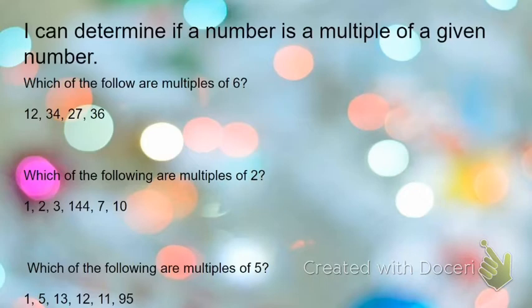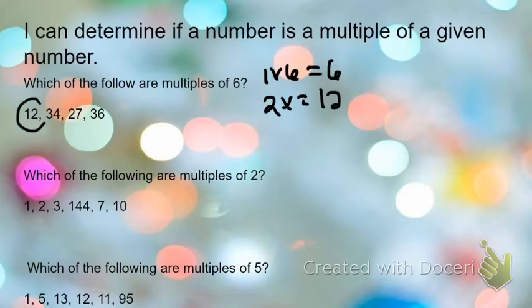Well, I can start by counting by 6. I can look at my times tables to make sure that yes, 6 goes into these numbers. So I'm going to look at 12. Well, 6 times something gives me 12. So I'm just going to start. 1 times 6 equals 6. 2 times 6 equals 12. Yep, I have a 12. So this is a multiple. So I'm going to circle it.